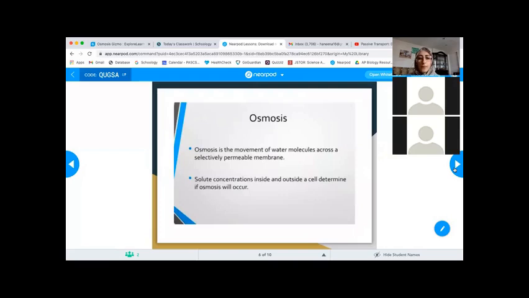No. Okay, so the next thing is osmosis, movement of water across a selectively permeable membrane. This is important because water is a different type of molecule than all of the other molecules. So osmosis specifically is what we call the movement of water. Solute concentrations inside and outside of the cell determine if osmosis will occur. And we'll talk a little bit more about osmosis in our next lesson.